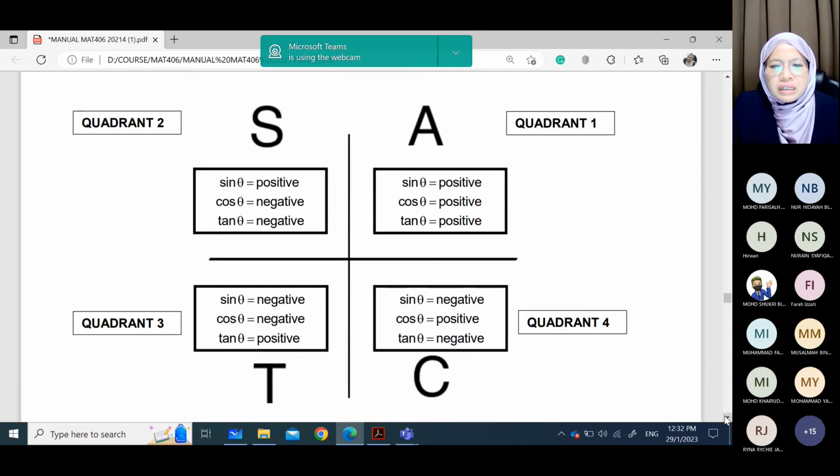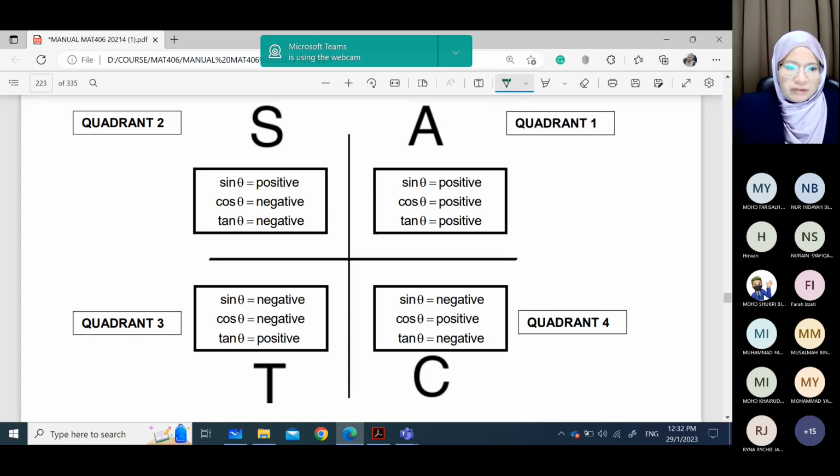So kat sini yang you lihat ni ada 4 kuadran. So kuadran yang pertama semua positif. Sin theta positif, cosine theta positif, tangent theta positif. Untuk kuadran yang kedua, sin theta sahaja positif, sebab ni kata S maksudnya sin theta positif. So untuk kuadran yang ketiga, tangent theta sahaja yang positif. Yang lain semua negatif. Untuk C, cosine theta sahaja yang positif dalam kuadran yang keempat. So first quadrant semua positif.